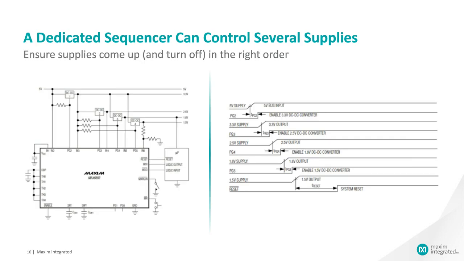But when you have multiple supplies, a dedicated sequencer will be needed. The sequencer will control the start-up of the power supplies. Sequencers often include reset functions and other functions as well. And sequencers can power down the supplies in the reverse order of the power-up sequence.